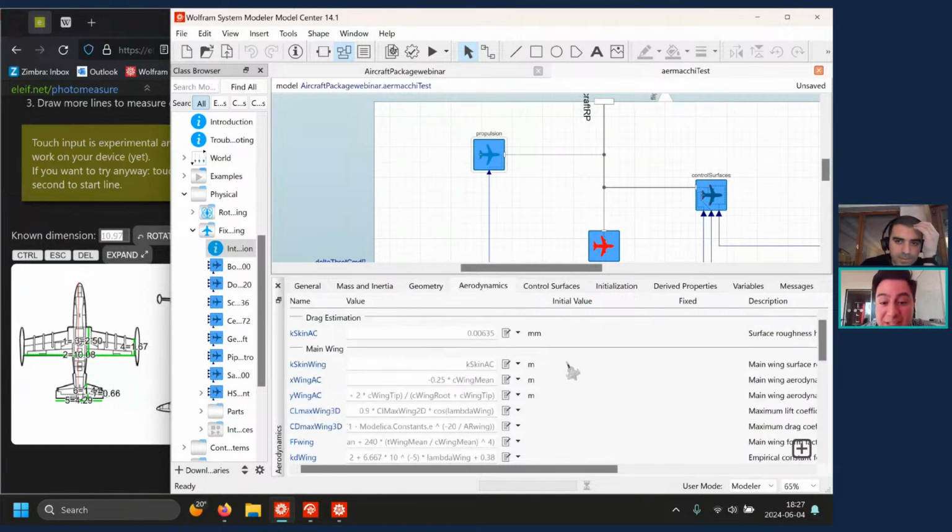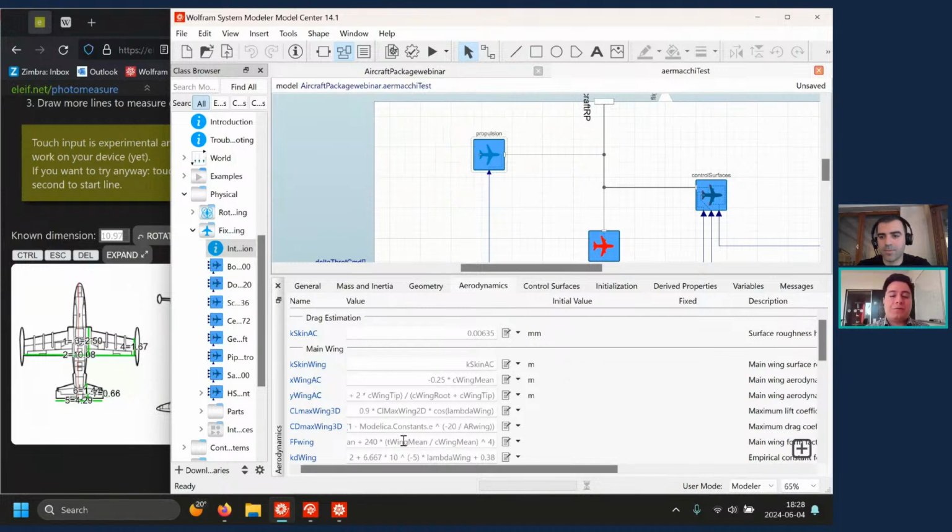If we go to the aerodynamics tab, this airplane calculates the drag at every single interval using the drag buildup method. If you are not familiar with that, it's kind of approximating the shapes of the airplane to some known drag coefficient values and just adds them up.